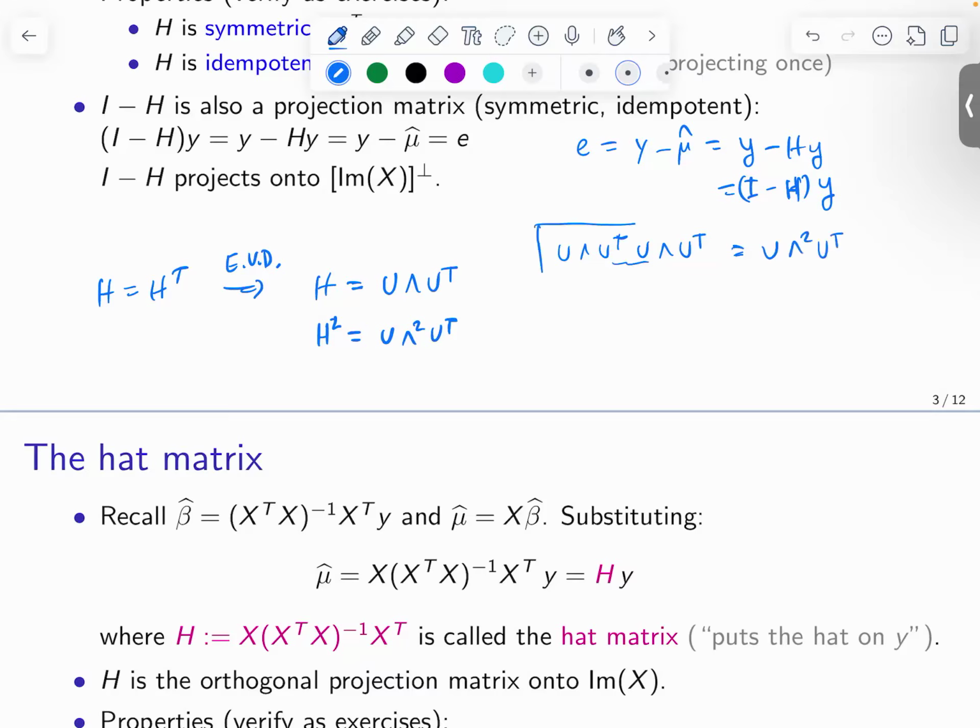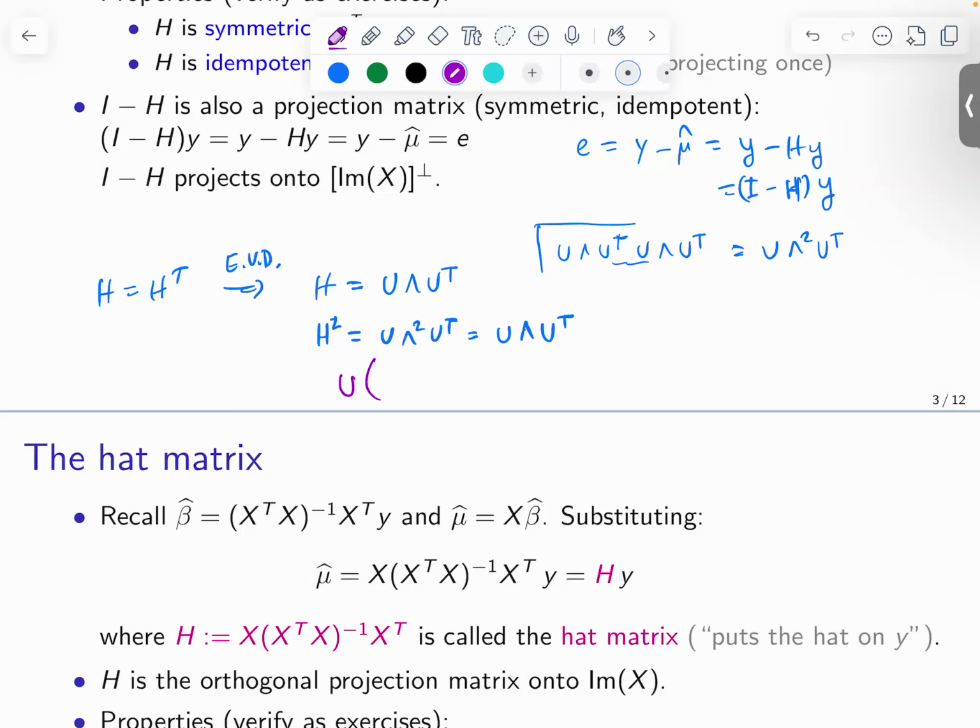This holds anytime you do the spectral decomposition or eigenvalue decomposition. But now we know that it's equal to H, so I'm going to set it equal to U lambda U transpose. Then you can multiply on both sides by U.